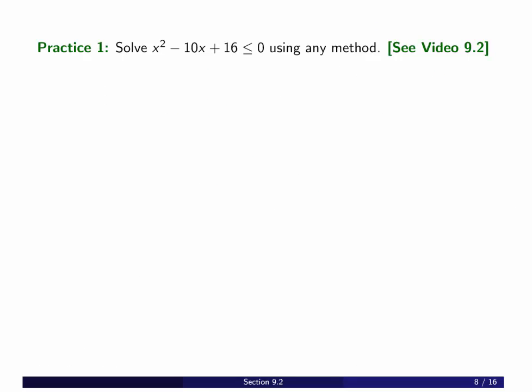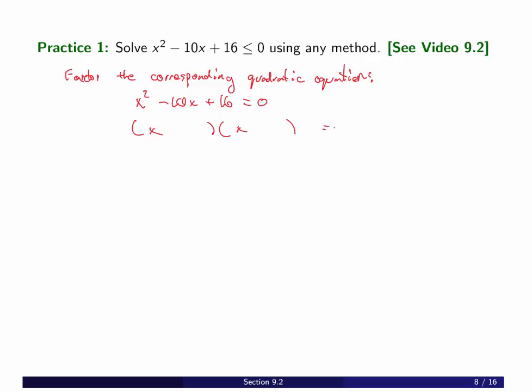So here we go. Let's solve x squared minus 10x plus 16 is less than or equal to 0. So I'm basically going to factor the corresponding quadratic equation. And what that will look like is x squared minus 10x plus 16 is equal to 0. Let's factor this, guess and check, which is going to be 8 and 2. We'll make 10 as long as they're both negative. That will multiply to give you positive 16. Therefore, the roots are positive 8 and positive 2. Now, we draw our number line.